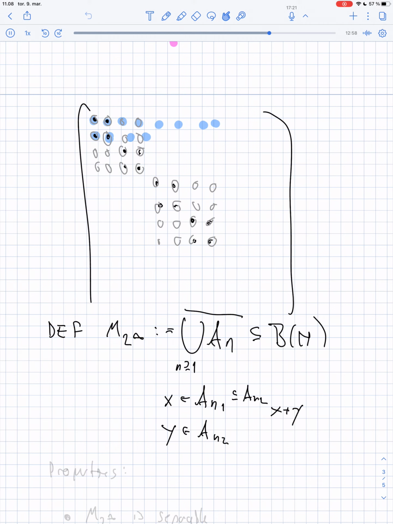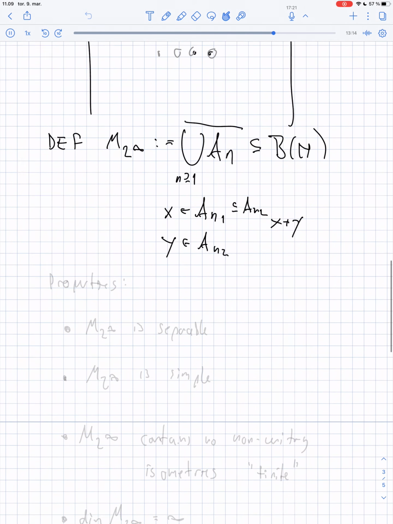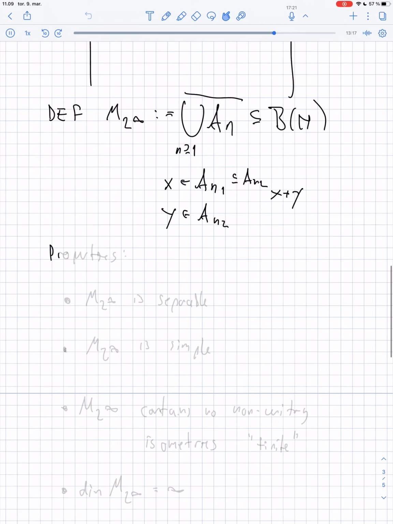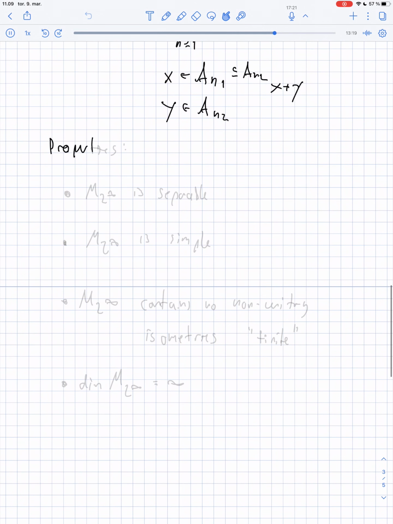So I will get what's usually called a pre-C-star algebra. It satisfies all the axioms, but it's not complete, right? So in order to make it complete, we just need to close it off inside B(H), which we already know is complete. So this is a UHF algebra, and there are some properties, and I won't be able to prove this, but perhaps you can get the idea.